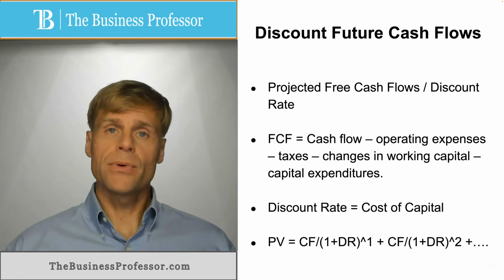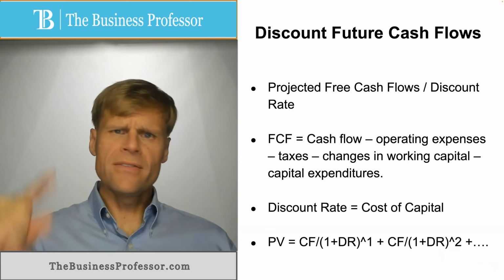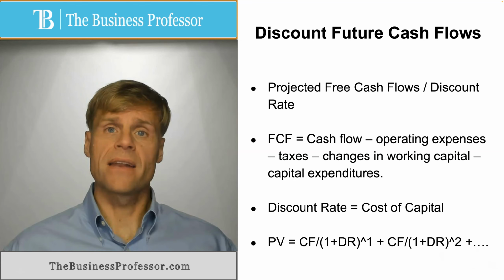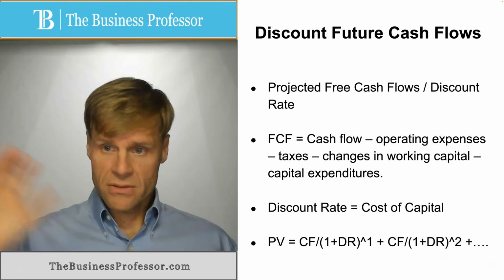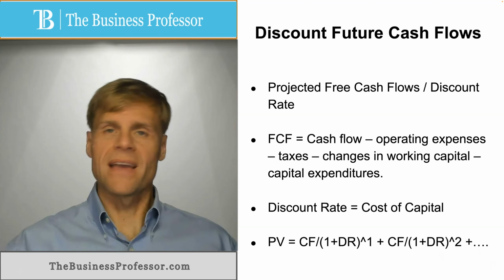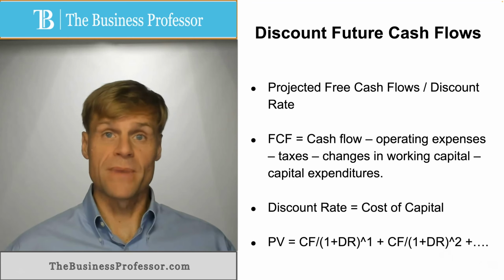It's a pretty simple concept in that you're taking future free cash flows, dividing them by the expected rate of return of investors who are putting in that kind of money, and then for each future cash flow that you're projecting and discounting, you add them all up, and that's the present value of your firm. So that's the discounted future cash flows method of valuation.